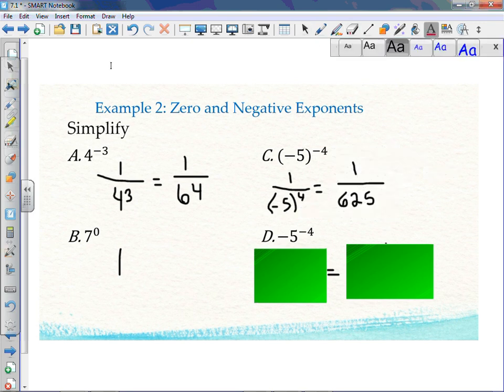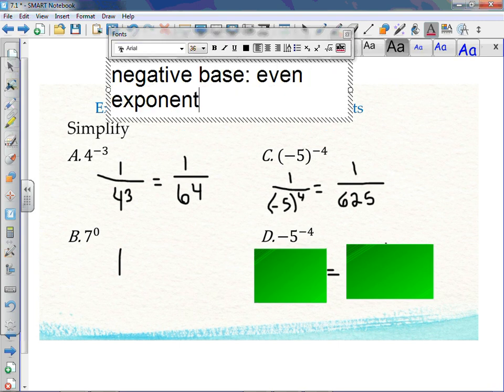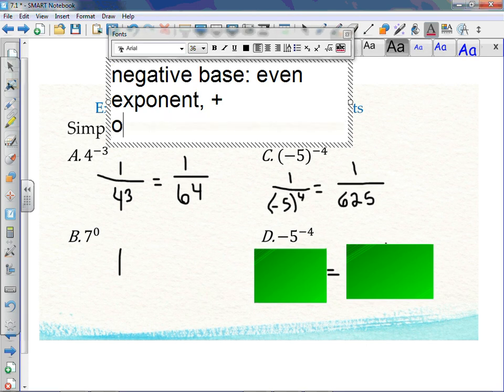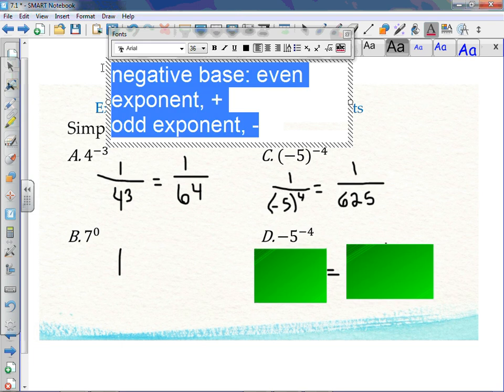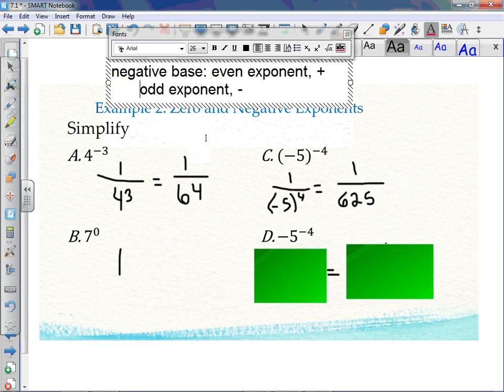Let me just type it out for you. So write this down. Negative base, if it has an even exponent, it's positive. Odd exponent means it's negative. All right, so write that down if that's not something you remember from pre-algebra.